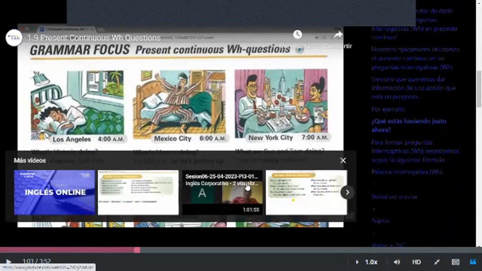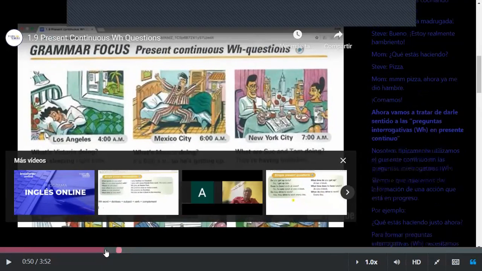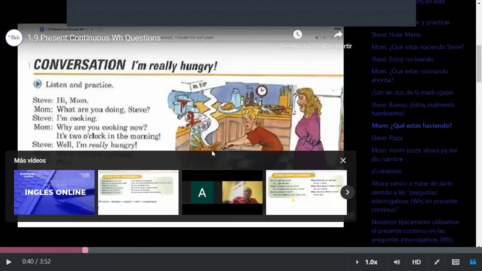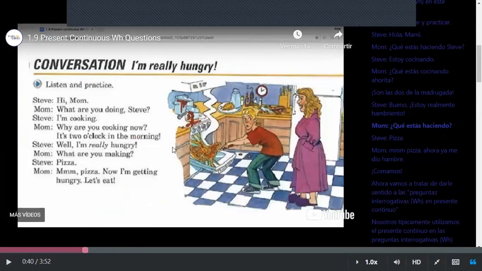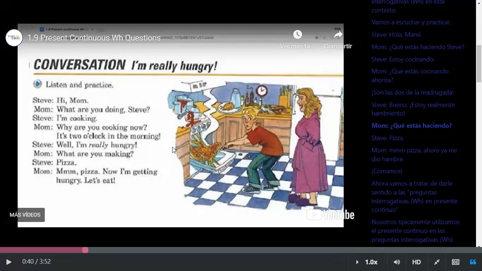Bueno, esto sí es un poquito más pesadito, right? Quizás vamos a introducirlo con la conversación que está acá. Do you have any question on this conversation, guys? Any expression, any new vocabulary for you? Nope. Okay, entonces yo sí les tengo una pregunta.